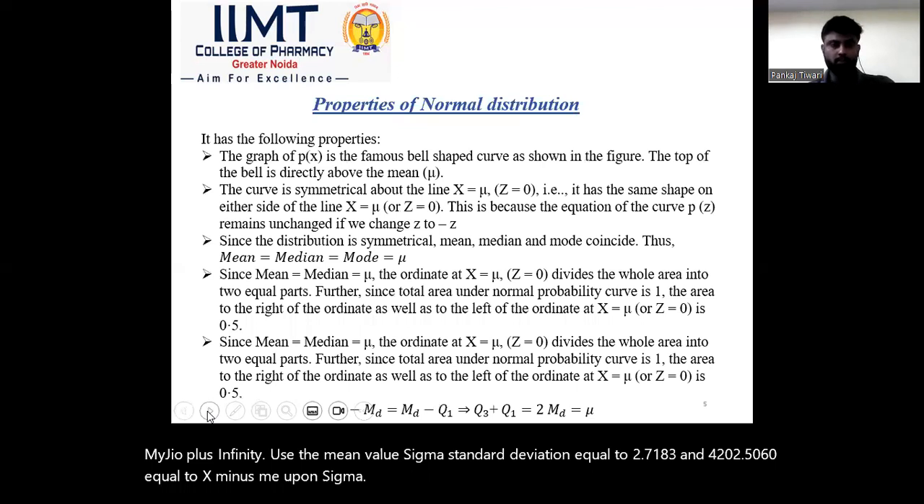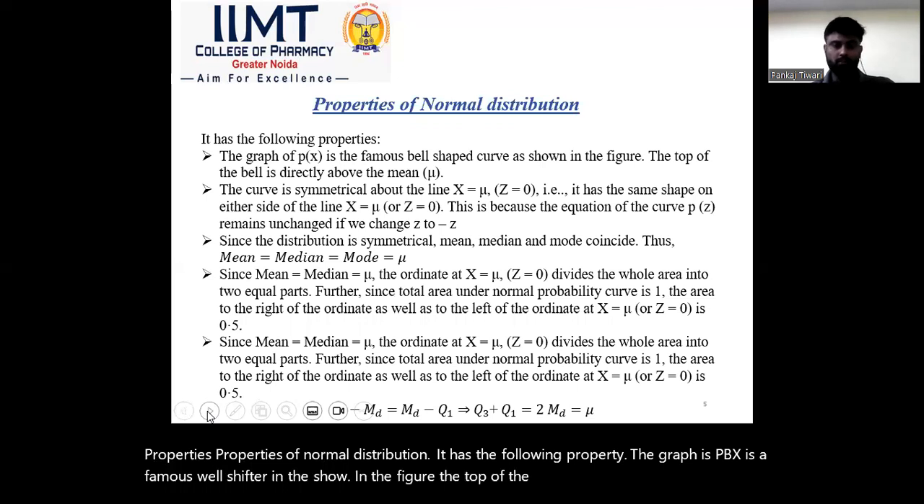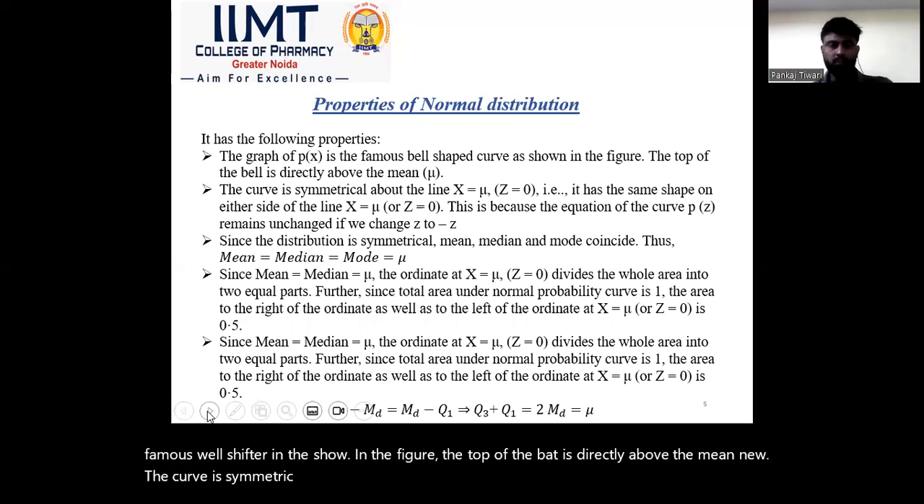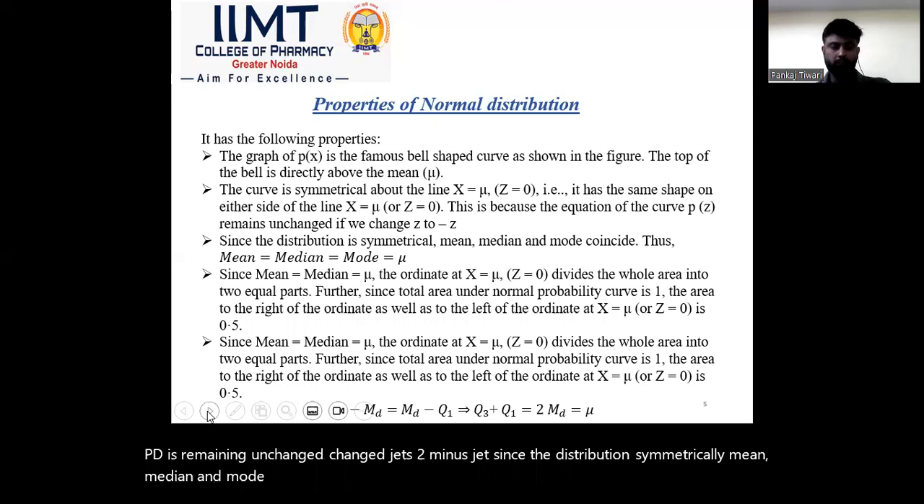Properties of normal distribution. It has the following properties. The graph of P(x) is the famous bell-shaped curve shown in the figure. The top of the bell is directly above the mean mu. The curve is symmetric about the line x equal to mu, z equal to 0. That is, it has the same shape on either side of the line x equal to mu, or z equal to 0, because the equation of the curve P(z) remains unchanged if z is changed to minus z. Since the distribution is symmetric, mean, median, and mode coincide, thus mean equal to median equal to mode equal to mu.